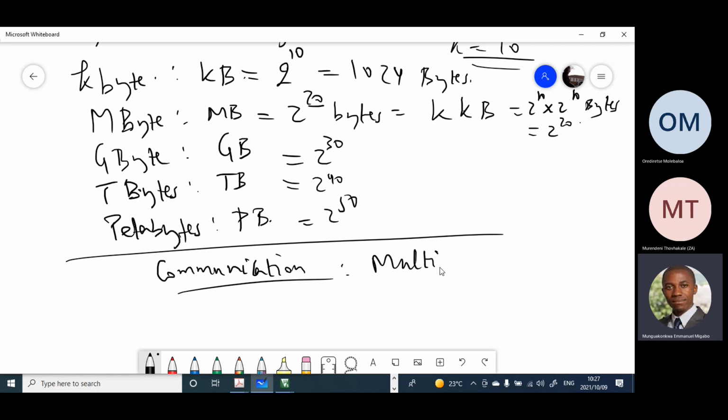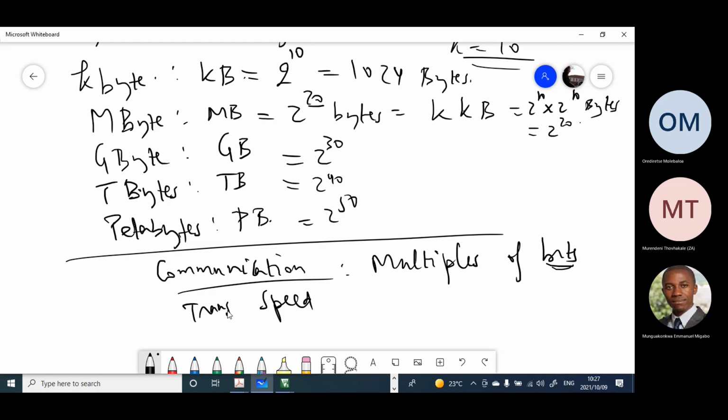Communication measurements in terms of memory go in multiples of bits. We often don't use bytes when it comes to communication. That's where you speak about transfer speed, network speed, you know, we express them in kilobits, sorry, per second.